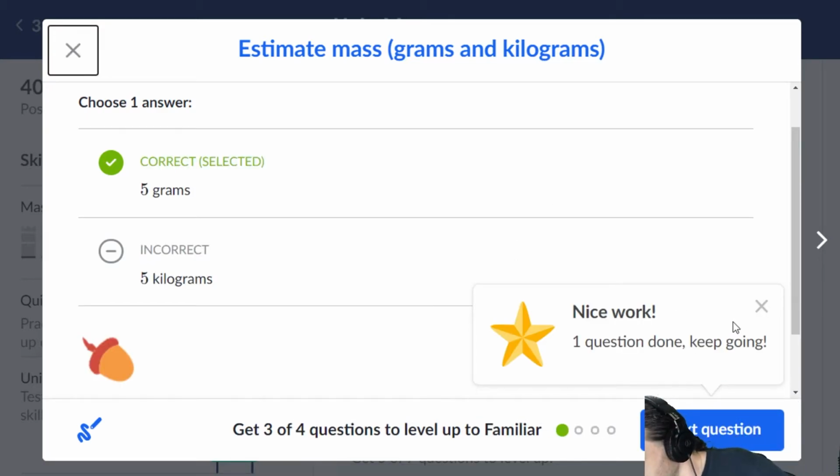Ooh. Let's unplug those speakers. They're not useful.